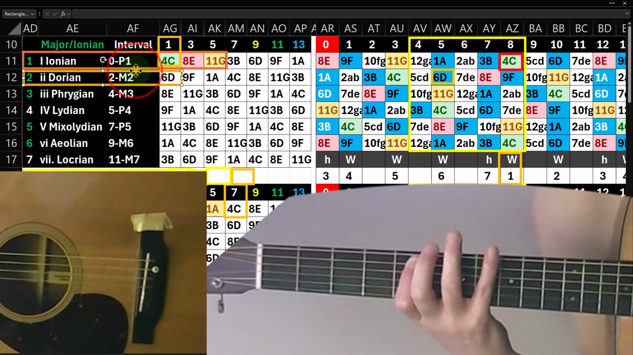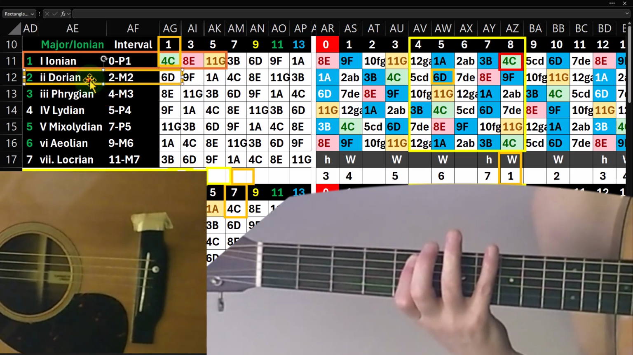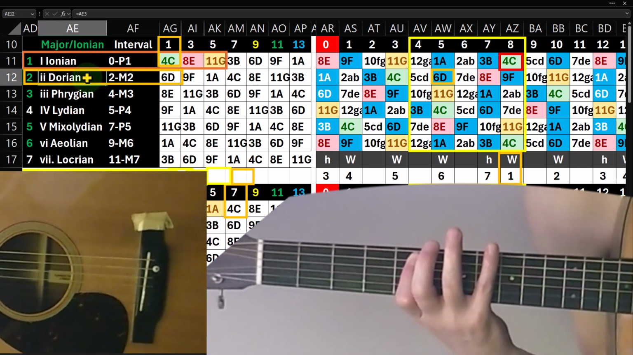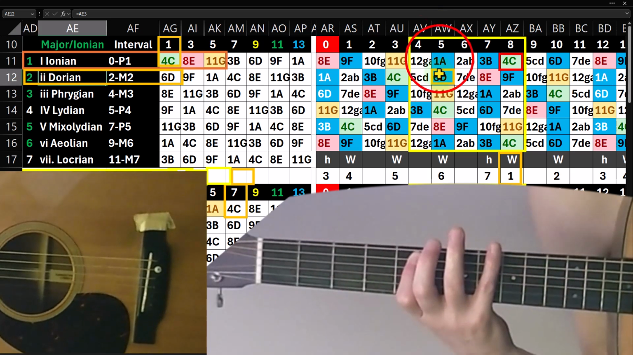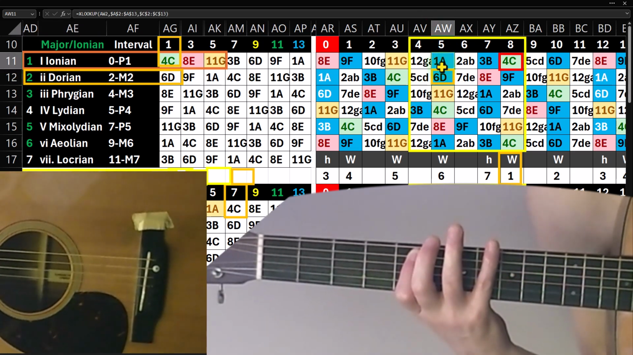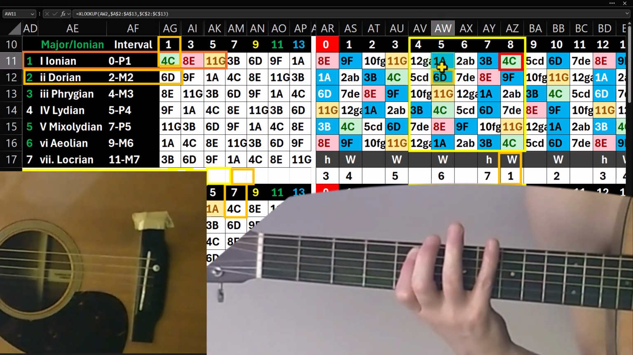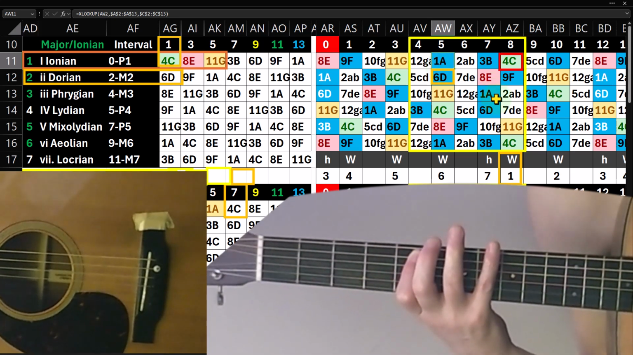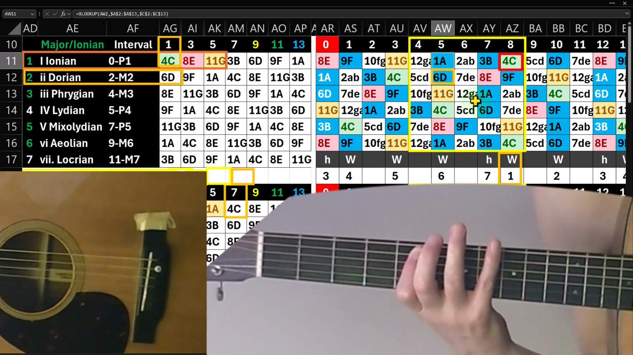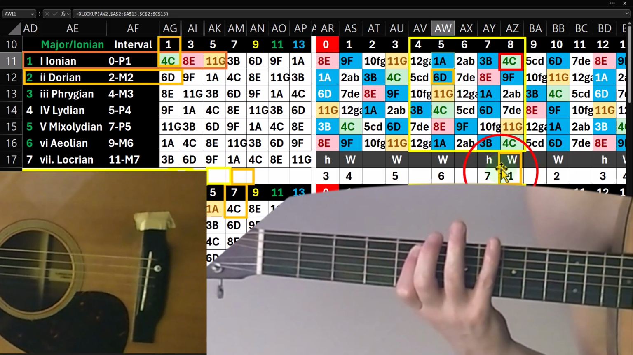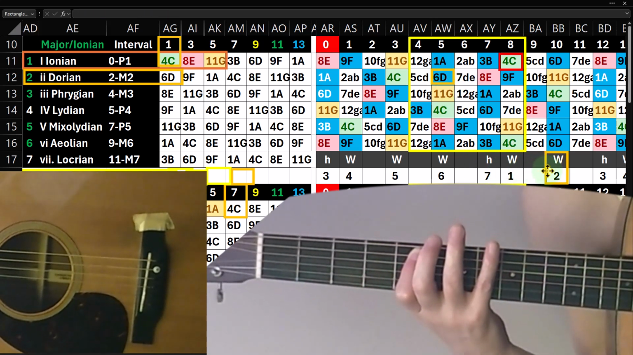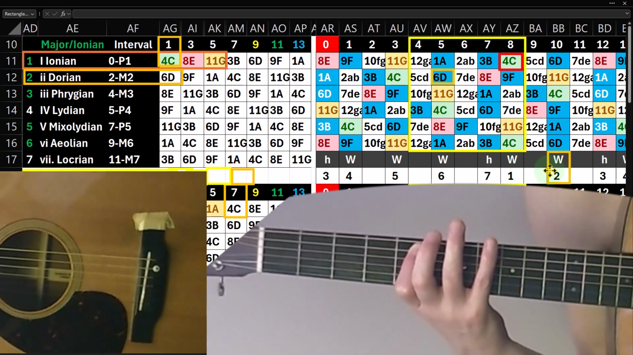And so now I'm on what I would call absolute mode number 2, the Dorian, noting that the Dorian is living on what I call the double stop shape. So it's on the bottom of the double stop shape, and so you can see it there. And then I'm going to go from the 2, there's a whole step to the 3.